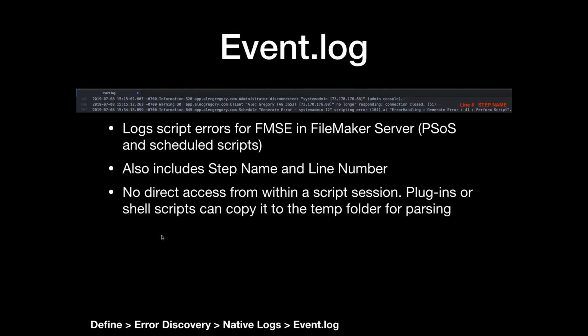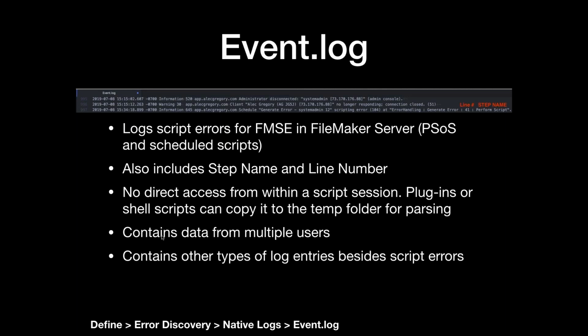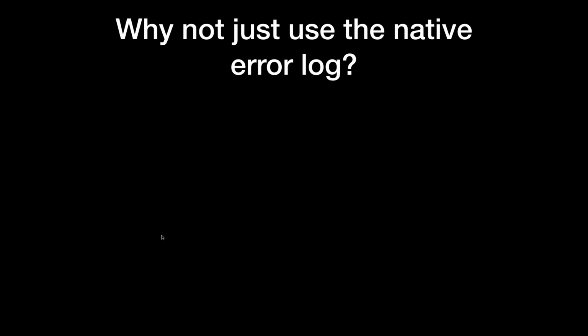You can use a plugin, such as Base Elements, or any plugin that has shell scripting or file system interaction, or you could use a shell script to copy it to the temp folder, and then you can parse it there, if you wish. And as I said, it contains data from multiple users. It contains like connection information, tells you when the server started. It's a kind of mishmash of stuff, and it can be huge. It can be up to 40 megs, and then it starts again. So it's serious work dealing with that file in real time.